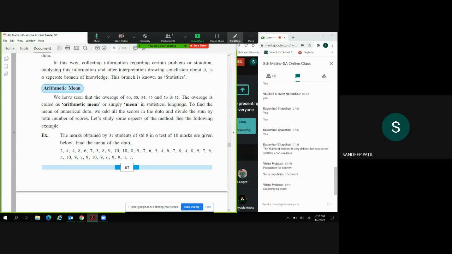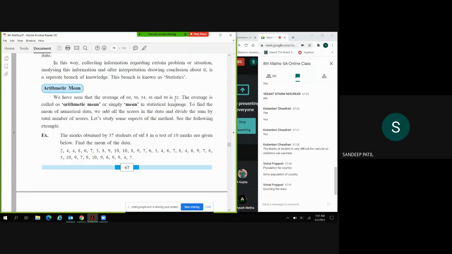So there is another example, counting the stars. Counting the stars is also a very good example, but that's not a problem, it's a situation. To count any stars, like the ones we see, how far away they are, how bright they are, statistics can be used for many such things. So there are many examples or problems where we can use statistics.